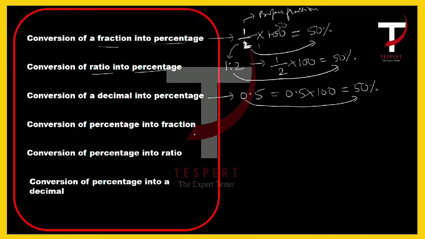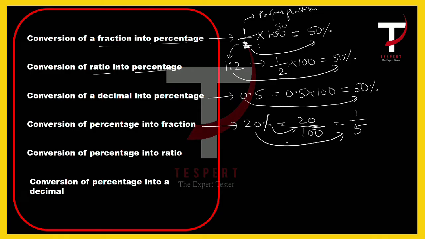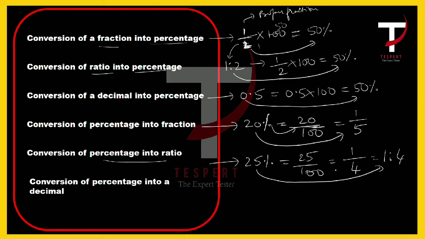So how to convert a percentage into a fraction? Take a percentage, let's take 20%. What does 20% mean? 20 by 100. Just remember this: if you are removing the percentage symbol, then you must add 100 to the denominator. So 20% means 20 by 100, which is equal to 1 by 5. So you converted a percentage into a fraction. Now conversion of a percentage into a ratio. Let's take 25%. 25% means 25 by 100, which means 1 by 4. 1 by 4 means 1 is to 4. So you converted a percentage into a ratio.